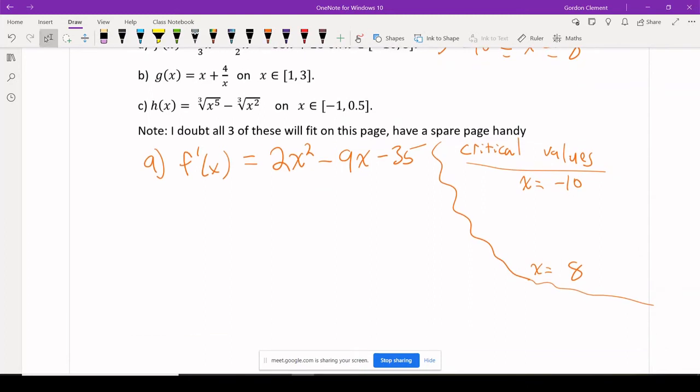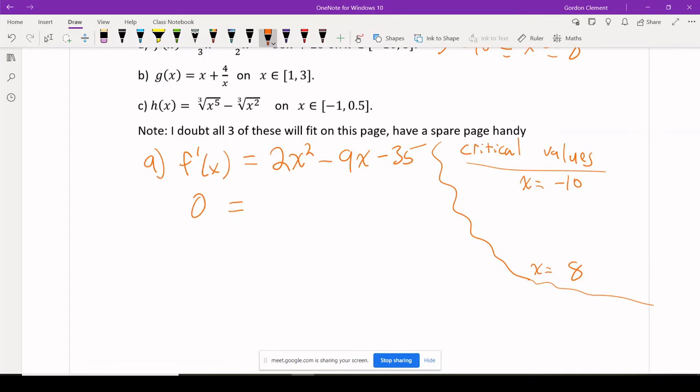And to figure out where our critical values are, we look for where this thing's 0 and where this thing doesn't exist. Well, this thing's a quadratic. It exists everywhere. There's no bad x values on this whole function, so that's fine. So all we have to do is figure out where that's 0. So I could jump right to the quadratic formula because all I need is the x values, or I can try and factor this thing.